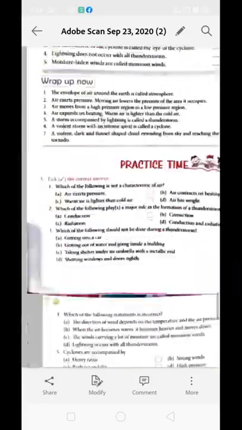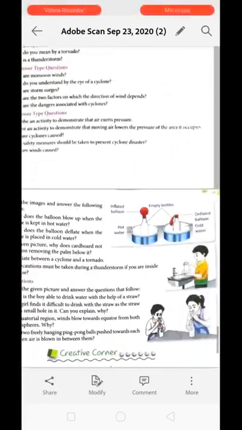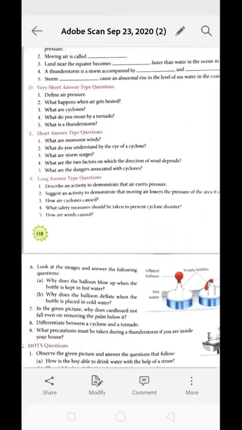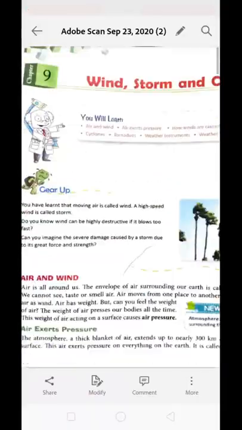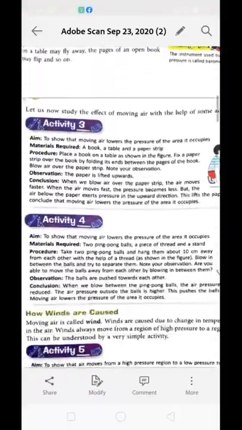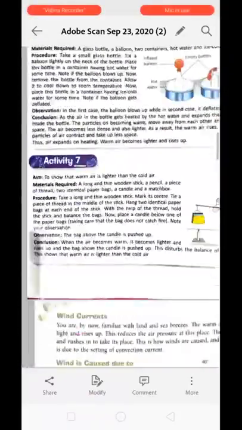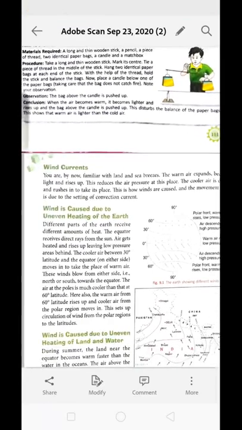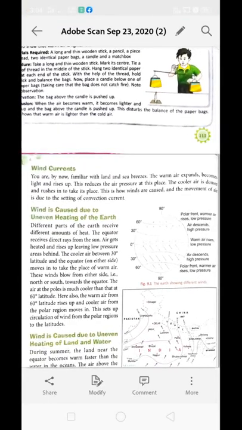Next question. What happens when air gets heated? You can write the answer from here. The warm air expands, becomes light and rises up forming wind currents. You will write over here.